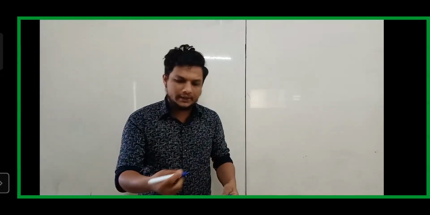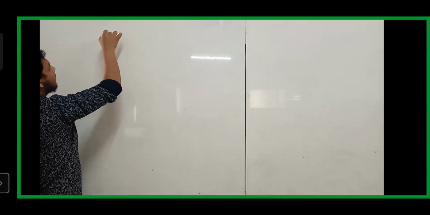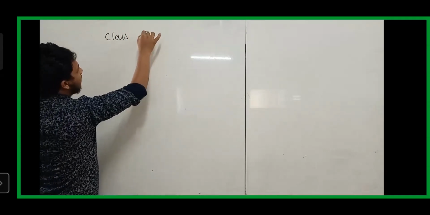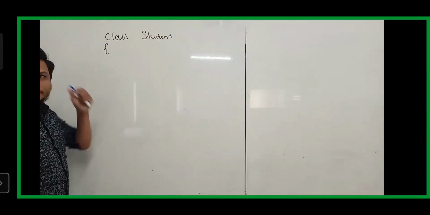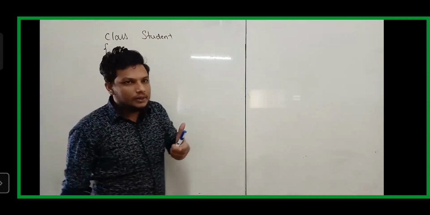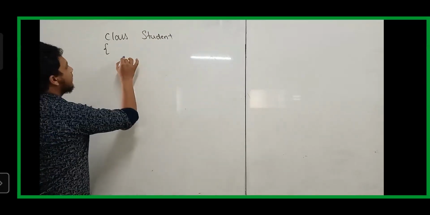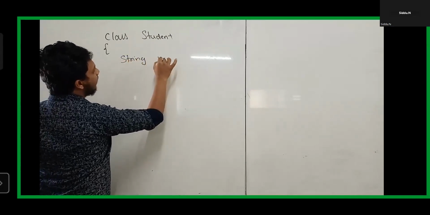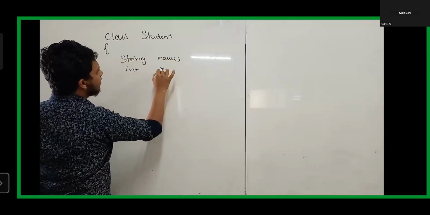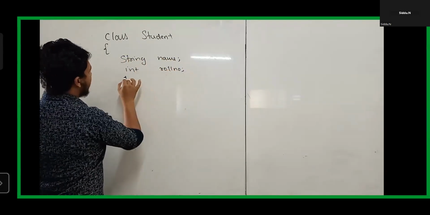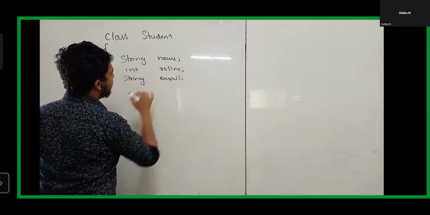Let me write almost the same program. I'll write a class, and the class name I would like to give is Student. In the Student class, what are the variables we have declared? Name, roll number, and email ID. I'll declare String name. Next, int rollNumber. And next, String email. These are the variables we have.